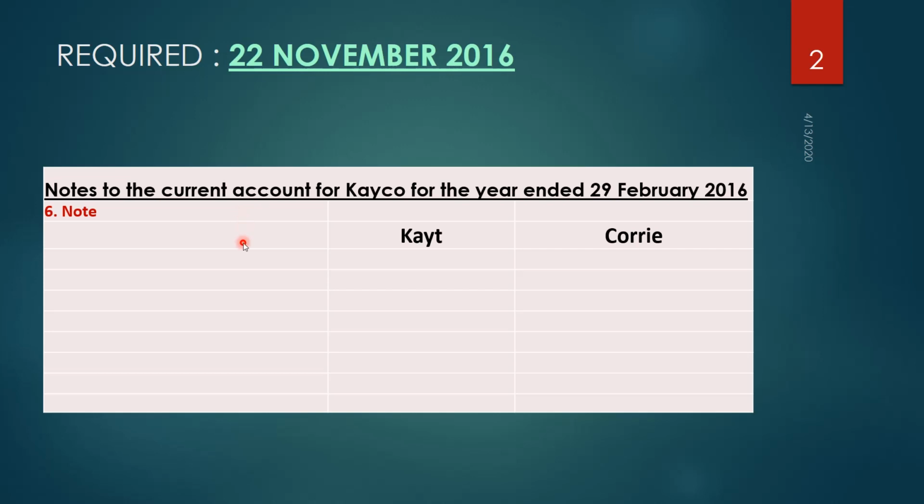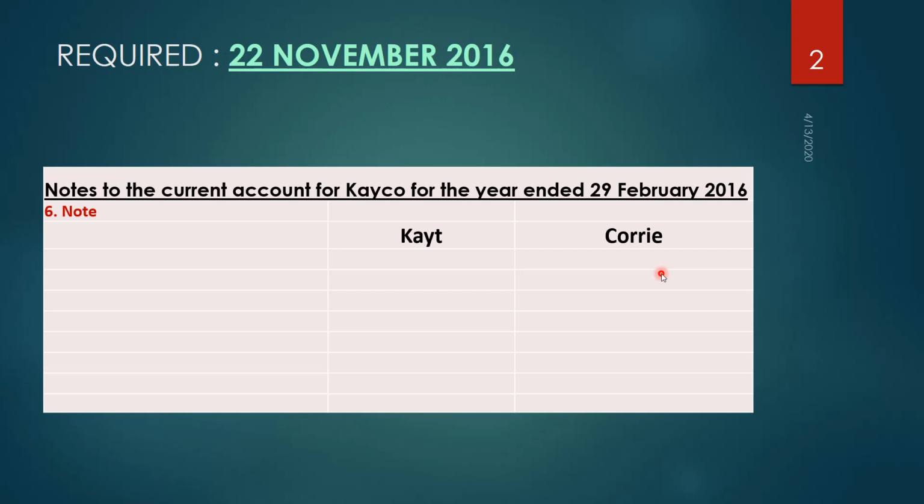The first column relates to descriptions of items that are taken into account in preparation of the current account. The second column relates to a specific partner. This column relates to Kite, who is one of the partners in the partnership. The next column relates to Corey, who is also a partner in the partnership. If we had more than 2 partners, each and every partner would have their own separate column in the note to the current account.